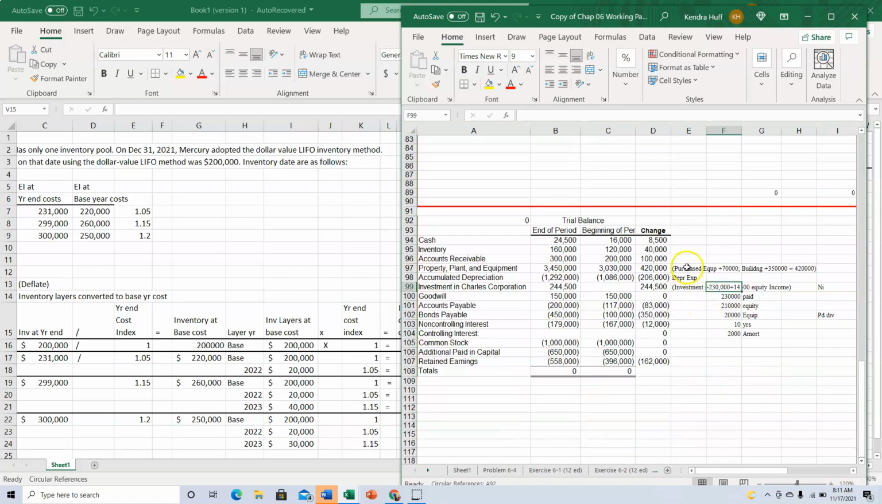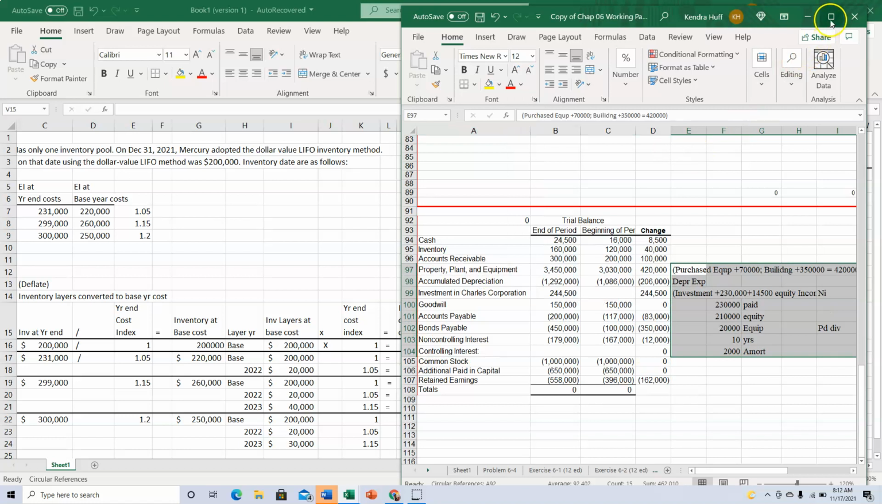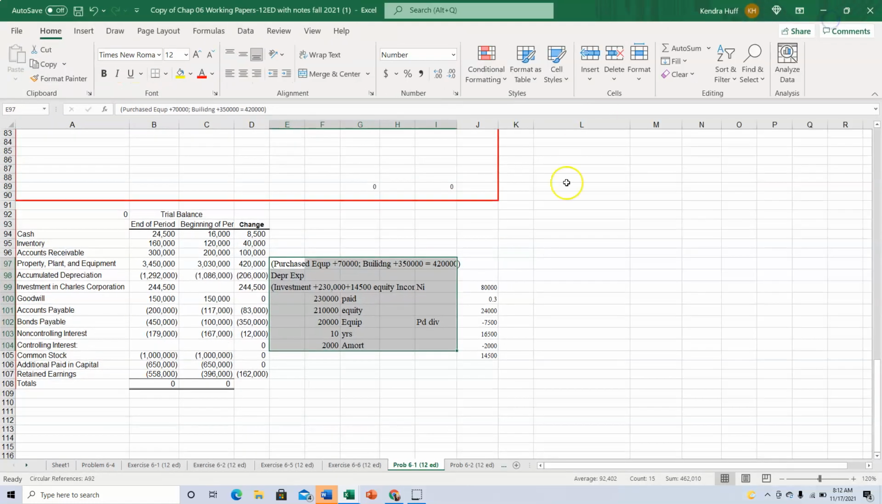Okay, so I copied the balance sheet over. Let me make these bigger. I don't know why that's so small. And that's what this is, okay?